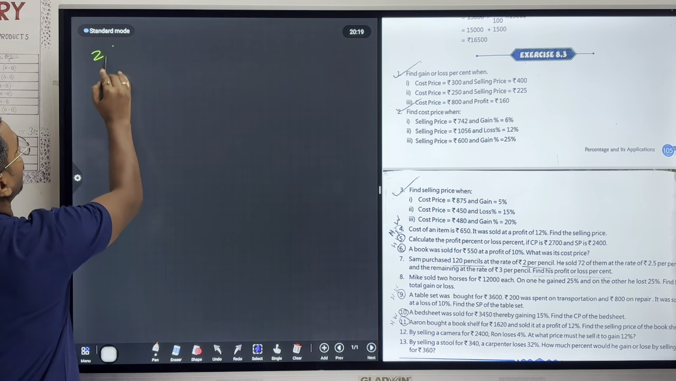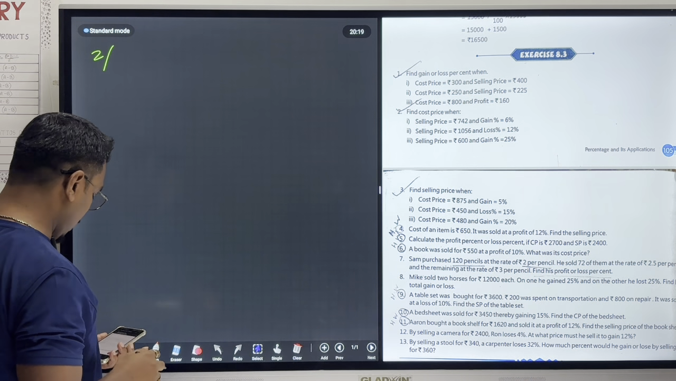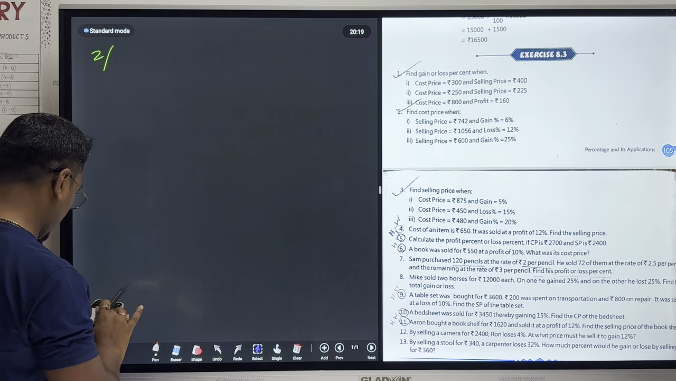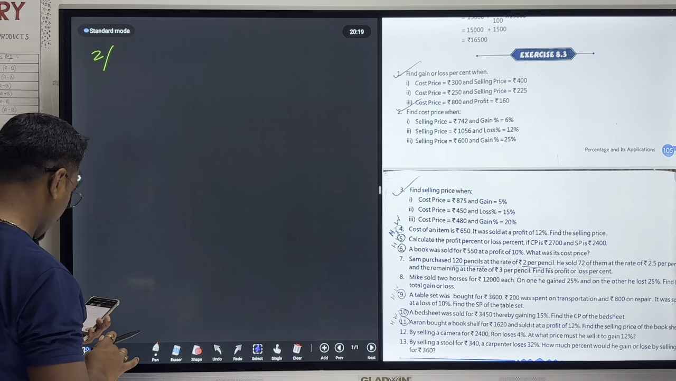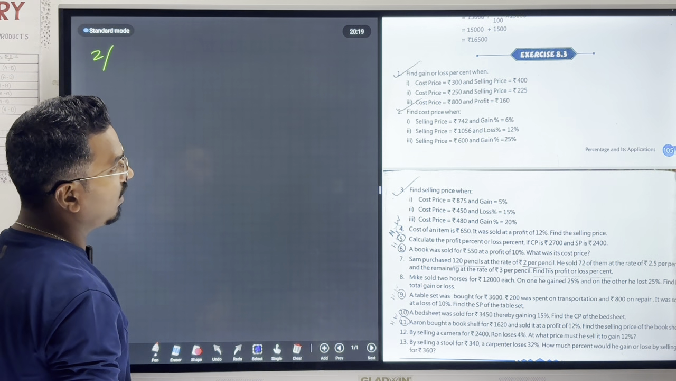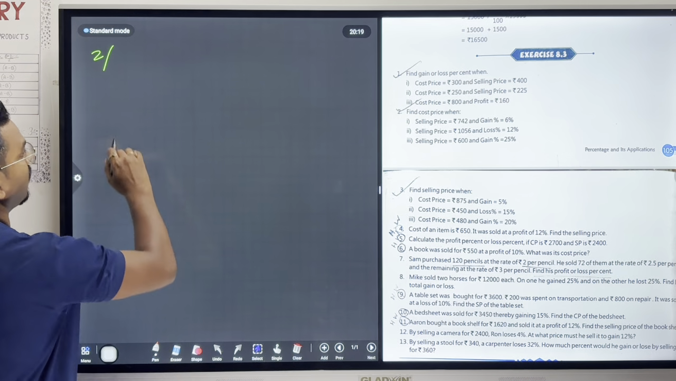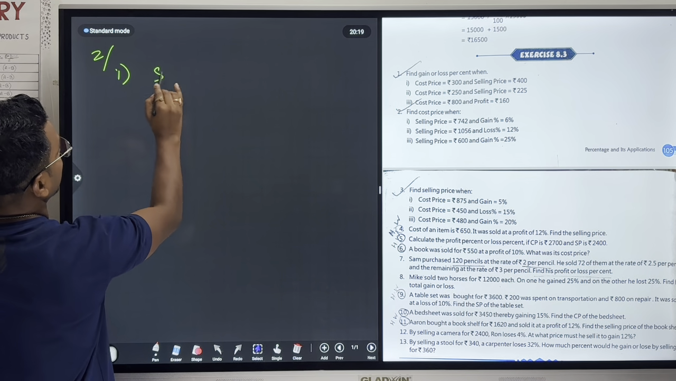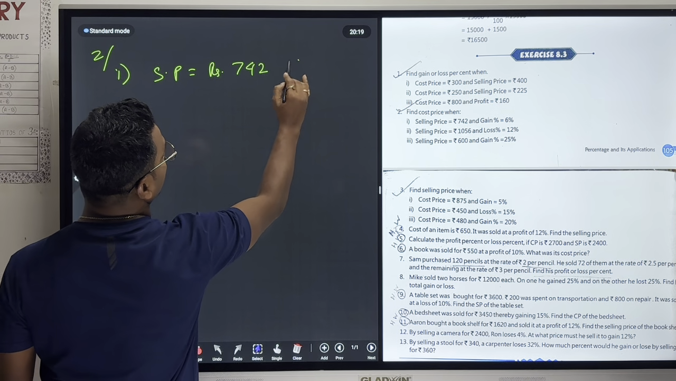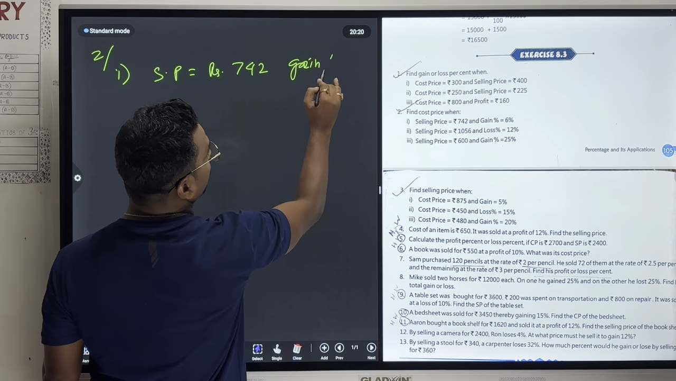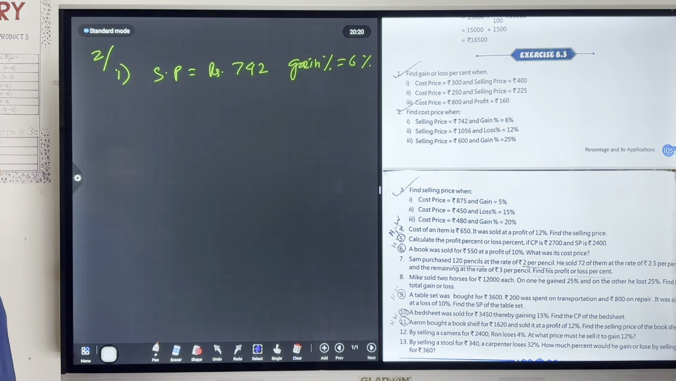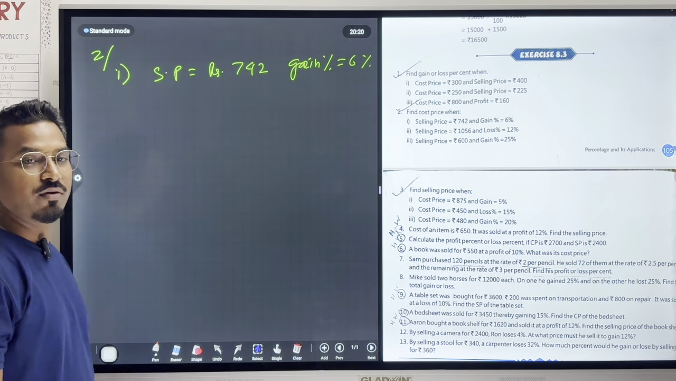Question number 2. We'll see question number 2. What is question number 2? Question number 2 is: find cost price when selling price is 742 and gain percent is 6%. Okay. Selling price is given rupees 742 and gain percent is given 6%. So what is the cost price? We'll be applying the same formula.